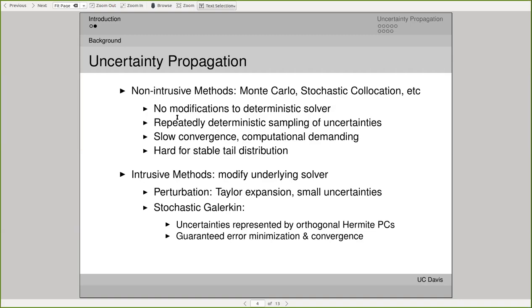It relies on repeated deterministic sampling of the uncertainties to quantify the probabilistic response. However, it has a very slow convergence because of the Monte Carlo simulation method. The convergence rate for Monte Carlo simulation is 1 over square root of n. And it's very computationally demanding to get a very accurate probabilistic response. Especially it's hard to get a very stable tail distribution. And we know, for example, in some applications like seismic risk analysis, the tail distribution is really important as it controls the risk. On the other hand, we have another type of method, which is called intrusive method.